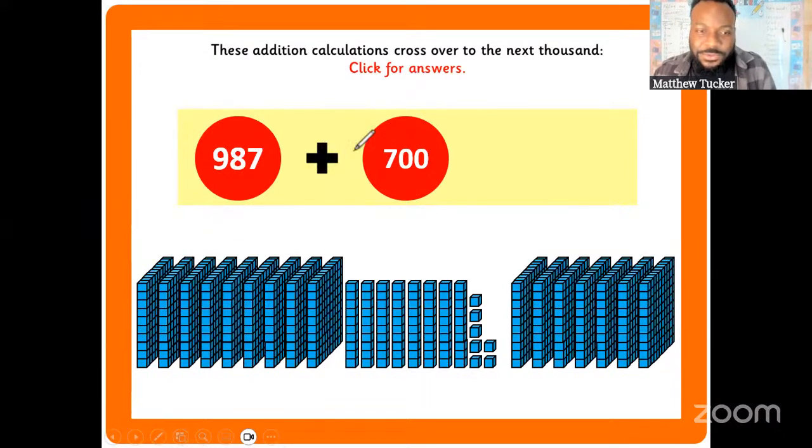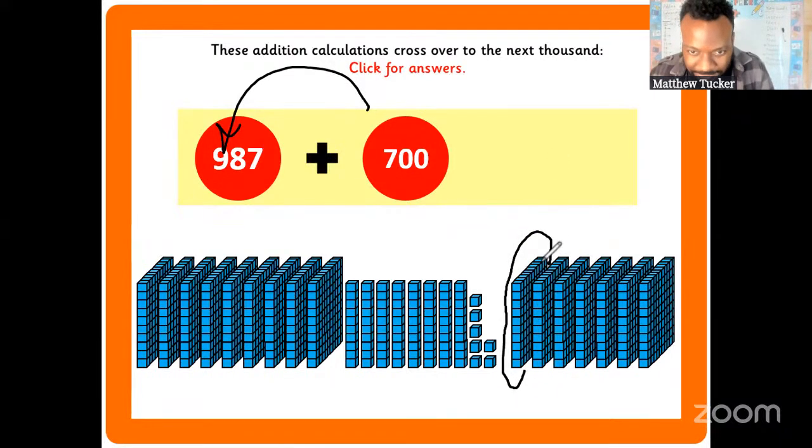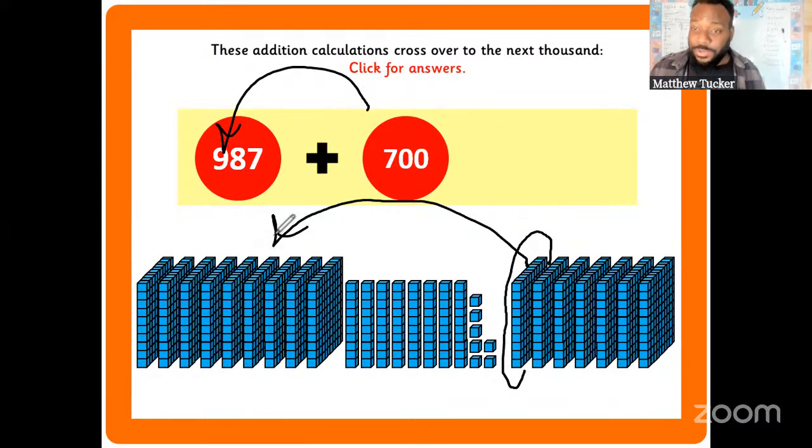So how many more do we need to add to the 900 to bring it up into the thousands? And we've got 7 of them here. So if we add 1 more, we're going to make one of those 1,000 cubes. Okay. And then we've got how many left over? We've got 3 and 6 left over. So we're going to have 1,000.